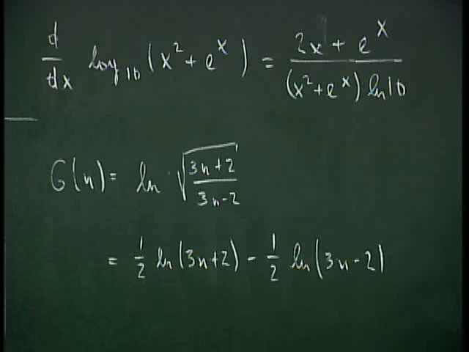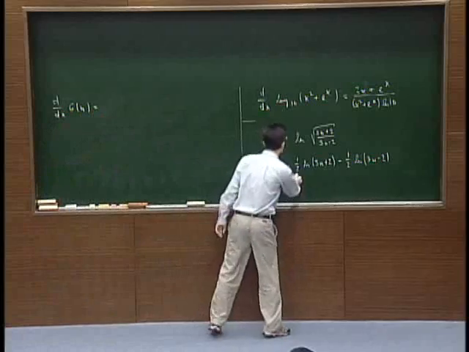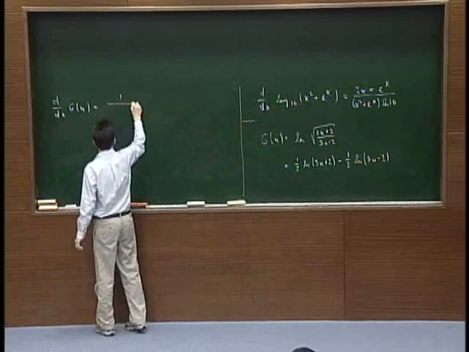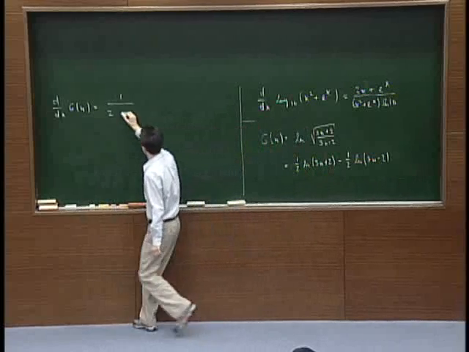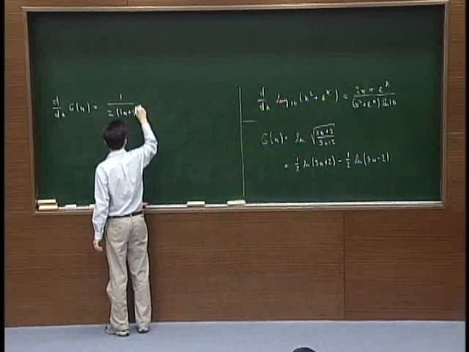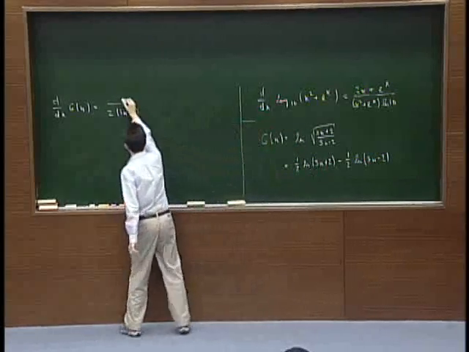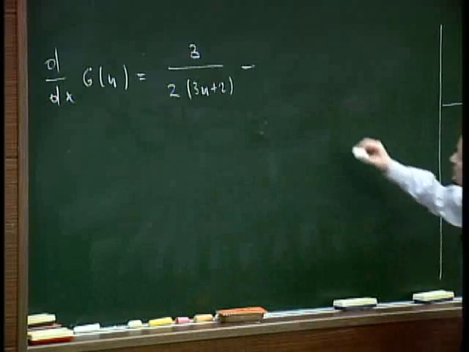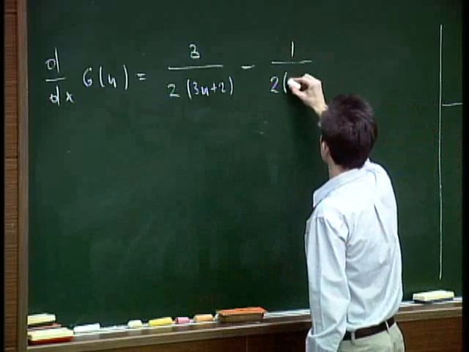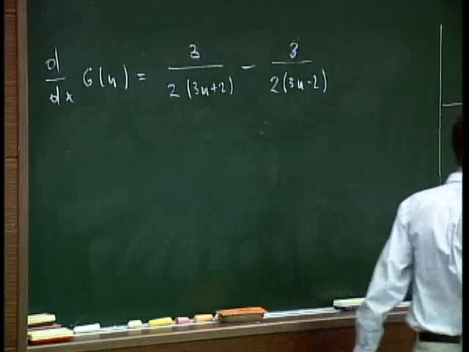Okay, so you see that the derivative of this function is equal to, so you have here 1 over 2. If you take the derivative of the ln, you get 1 over 3u plus 2 times the inner derivative, which is 3, minus, and the same here, with the only difference that you have 1 over 2, 3u minus 2, and here for the inner derivative you have again 3.